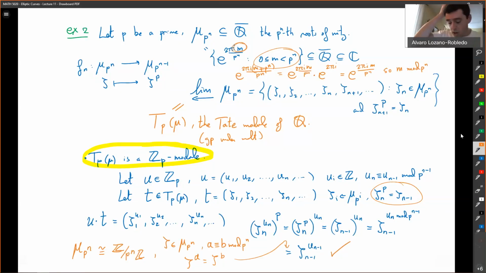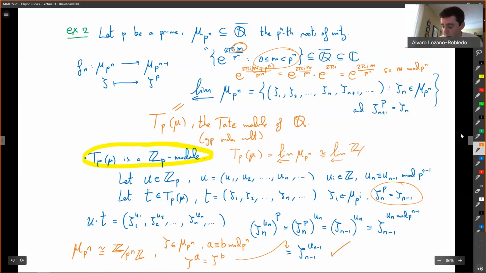So also, because T_p μ is the inverse limit of the μ_{p^n}, this is isomorphic to the inverse limit of Z mod p to the n Z, which is the p-adic integers. So it is a Z_p module of rank 1.